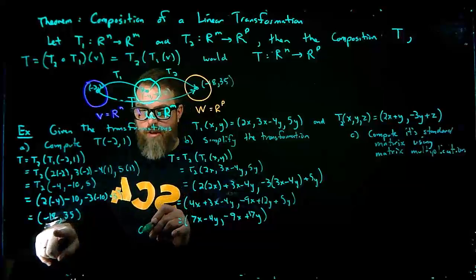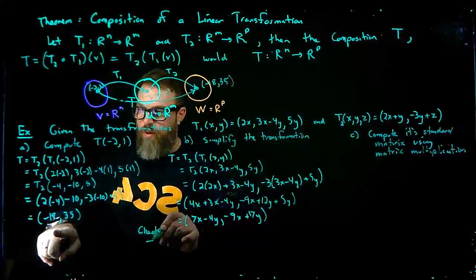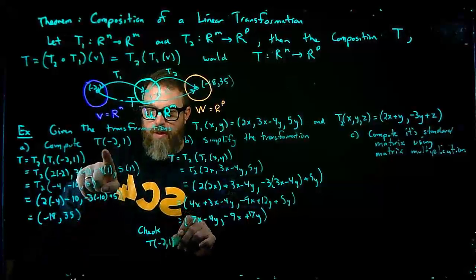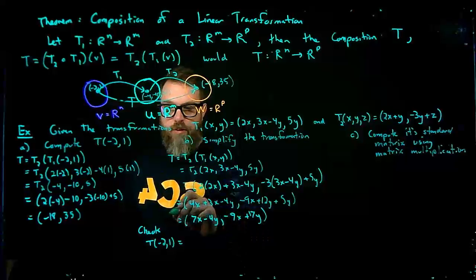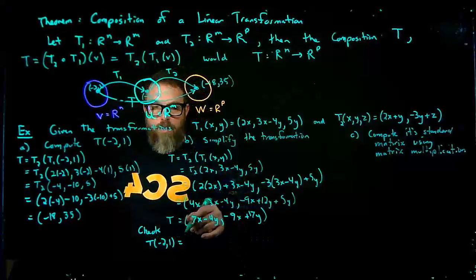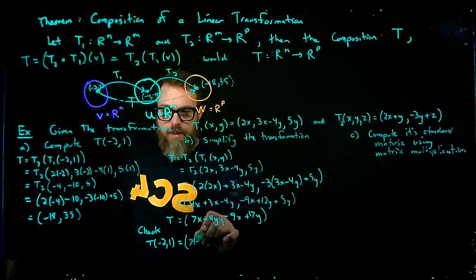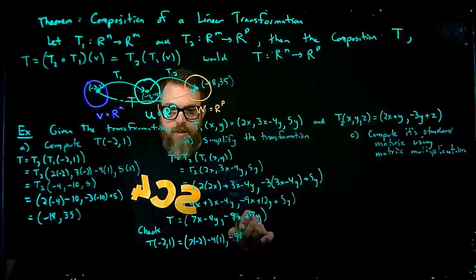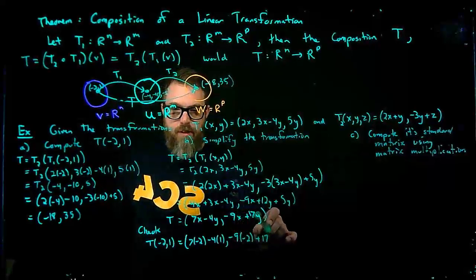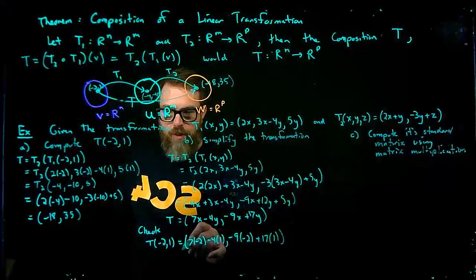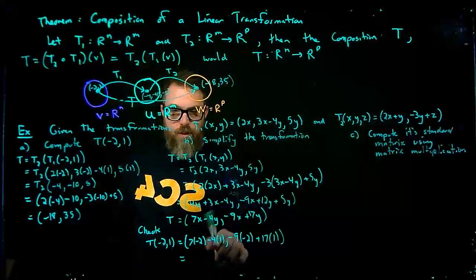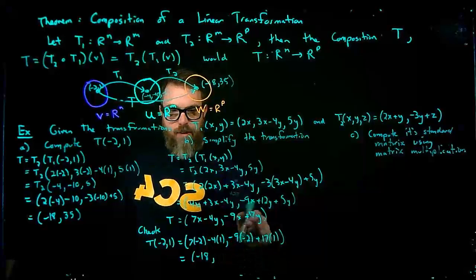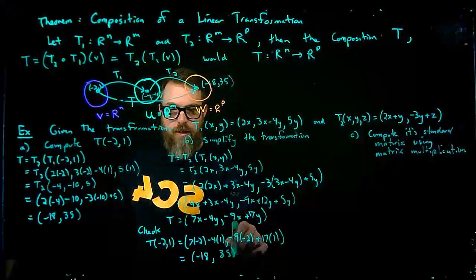Now it would be nice to check that I get exactly the same thing. So let's do a quick check here. What is T of (-2, 1)? If this is the general composition, this should be 7 times the first minus 4 times the second, and -9 times the first plus 17 times the second. What do we get here? -14 minus 4 is -18, and then 18 plus 17 is 35. So that indeed is working.